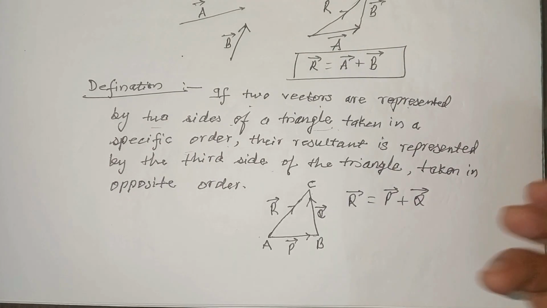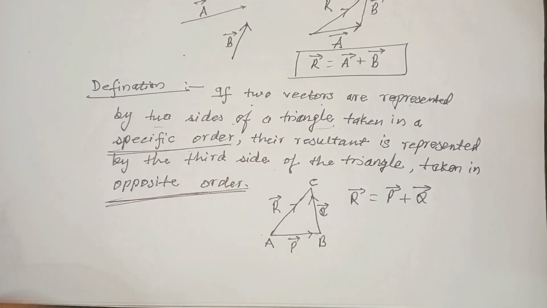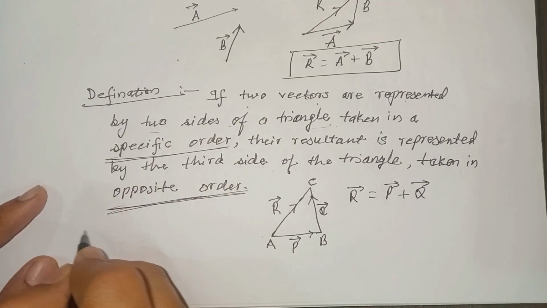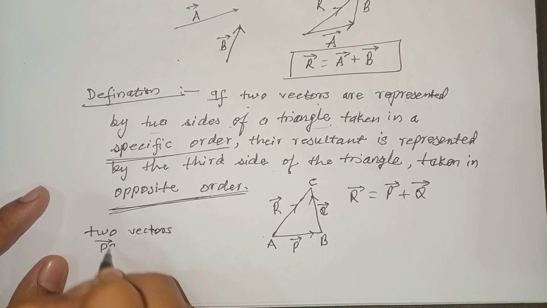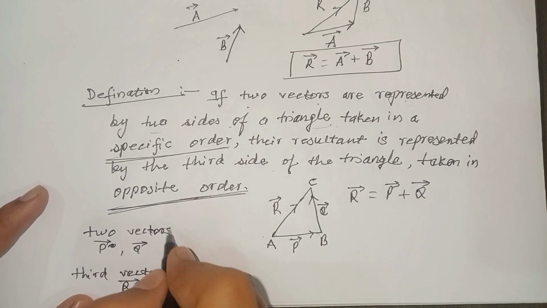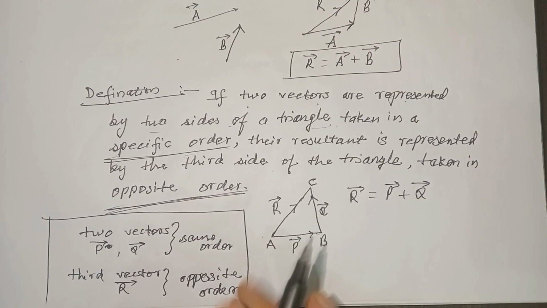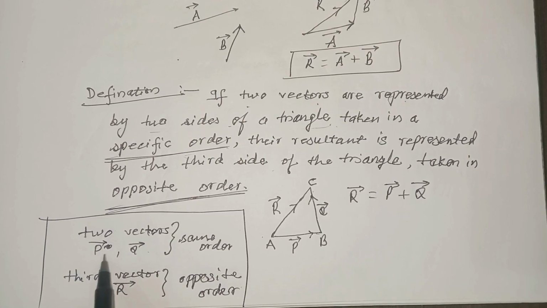Simply, the main thing is order: the same order and the opposite order. So we considered two vectors, vector P and vector Q, and we considered a third vector R. These two have the same order, and this one has the opposite order. This is the main consideration. Two vectors will be in the same order and the third vector will be in the opposite order. If a triangle is formed by these three vectors, then vector R will be the resultant. It is simple. This is the triangle law of vector addition.